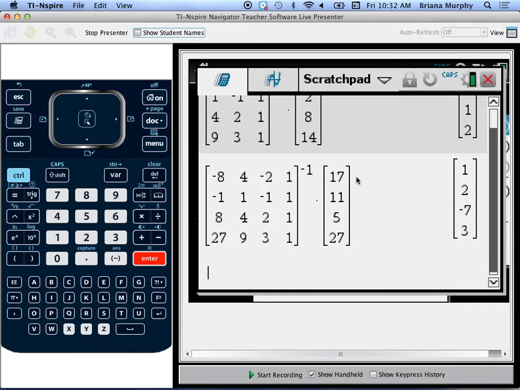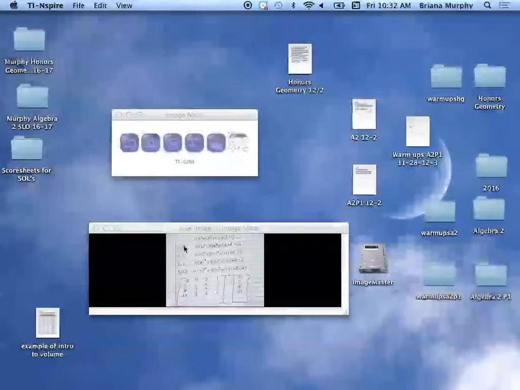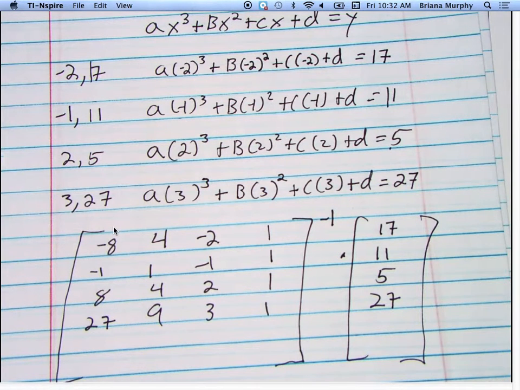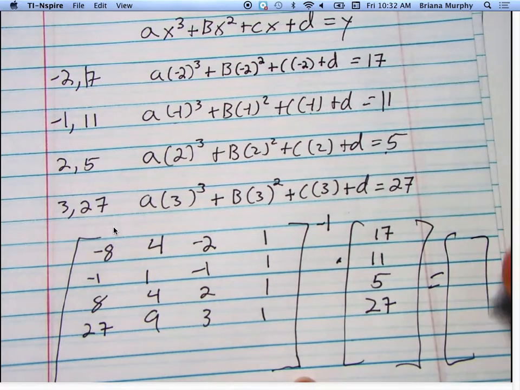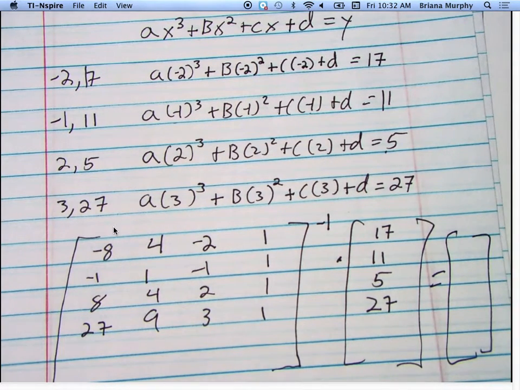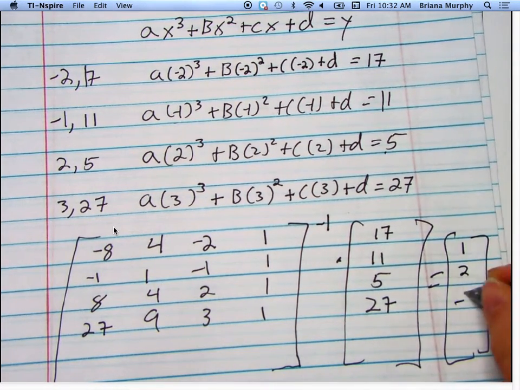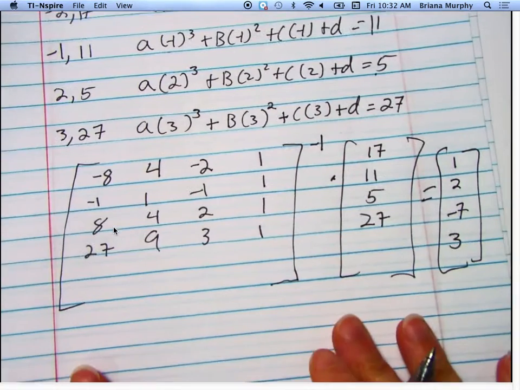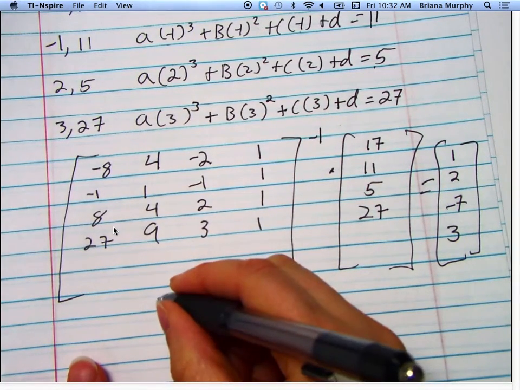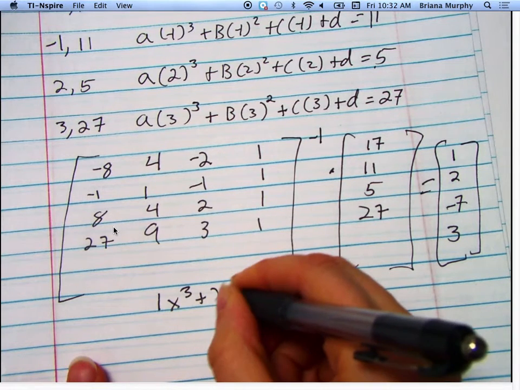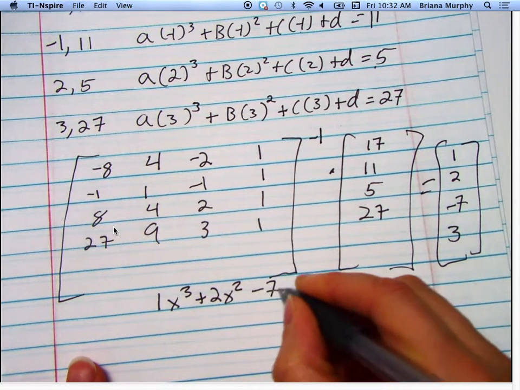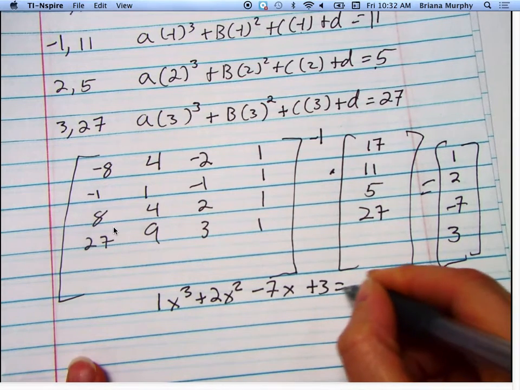Okay, I'm gonna go back to my paper and write out what this means. And I'm gonna give you one more problem after this to do in class. Okay, so my answer for this was 1, 2, -7, and 3. That means 1x cubed plus 2x squared minus 7x plus 3 equals y, right? That's my equation.